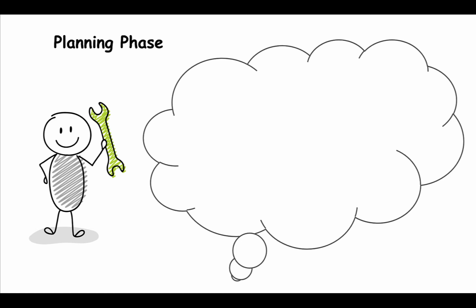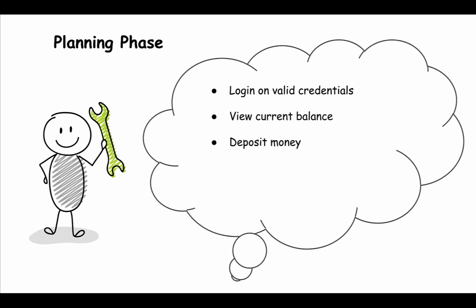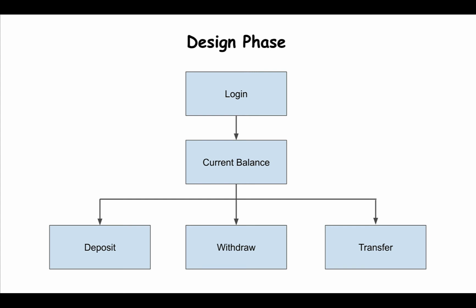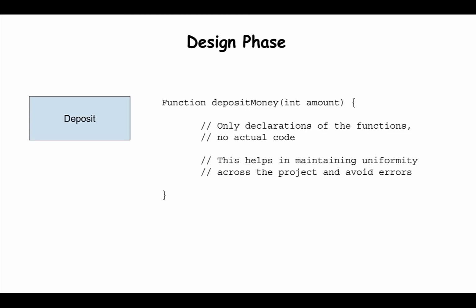During the planning phase, you meet with the client, and it's decided that the 5 functionalities the system will include are login on valid credentials, view current bank account balance, deposit money, withdraw money, and transfer money to a third-party account. Next, in the design phase, the application is broken down into modules and programs. Then the pseudocode for functions for each module is documented.